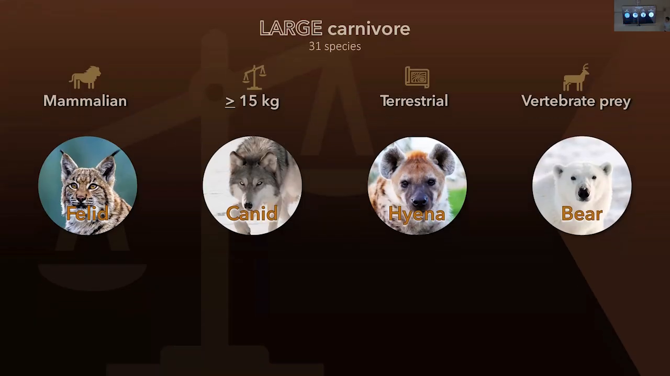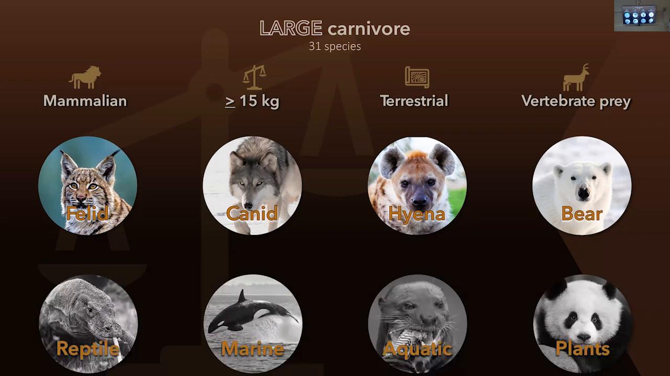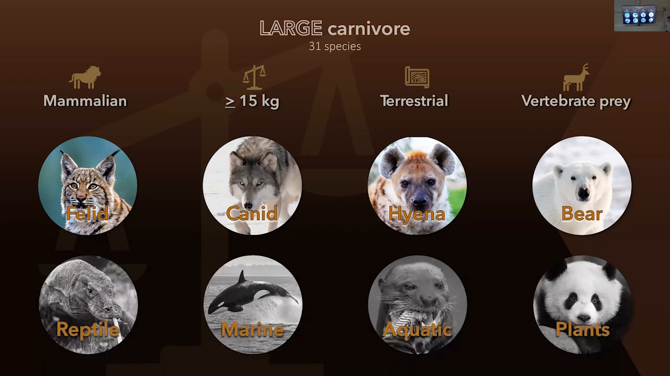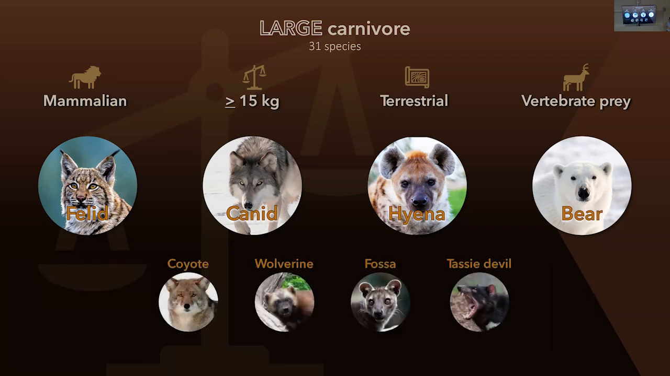So for the purposes of our review, we considered a large carnivore to be mammalian, terrestrial, with a mean adult body mass of 15 kilograms or heavier, and a consumer of vertebrate prey. So these guys, the usual suspects, were included. But we did exclude reptiles, marine and aquatic predators, and predators of plants like pandas. And we did include 4 other species that are typically less than 15 kilograms because they are or can be apex predators within their respective ecosystems.